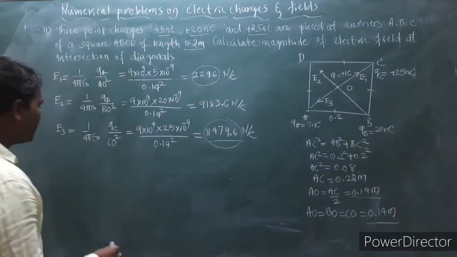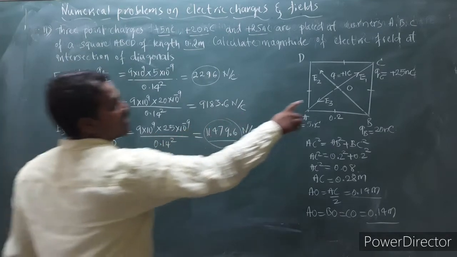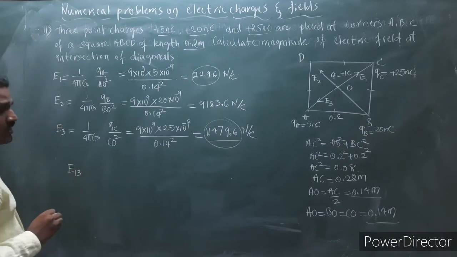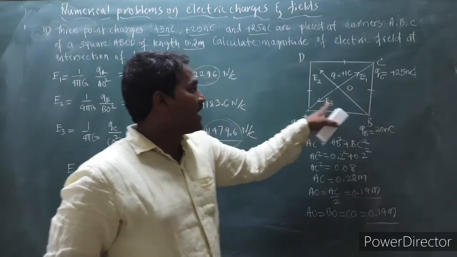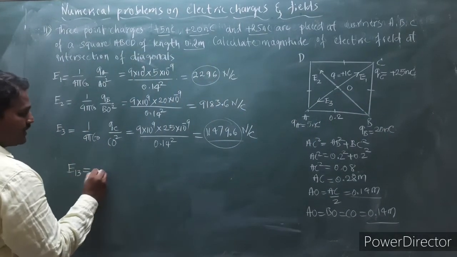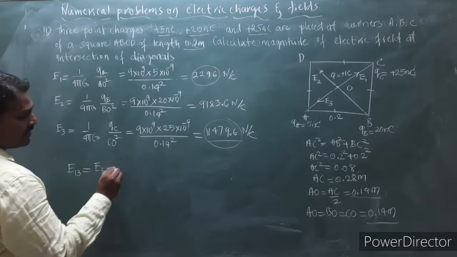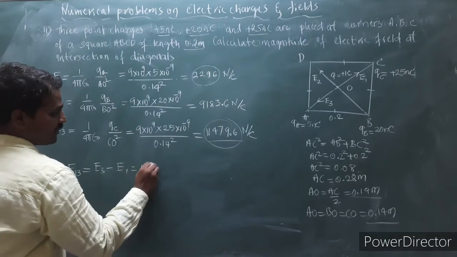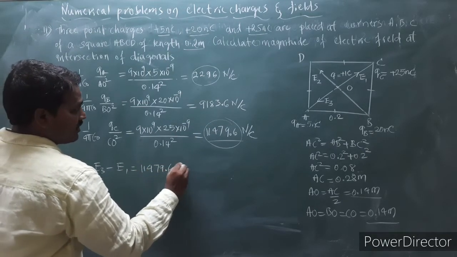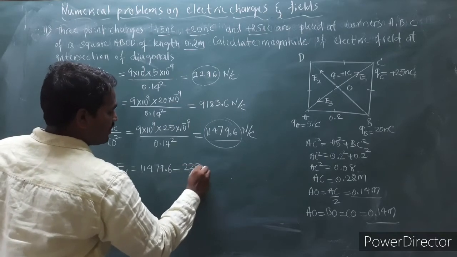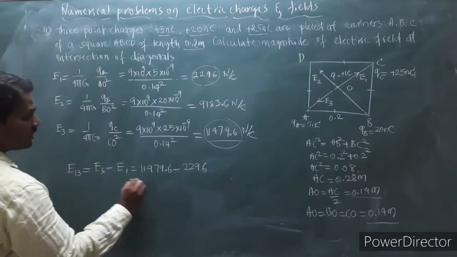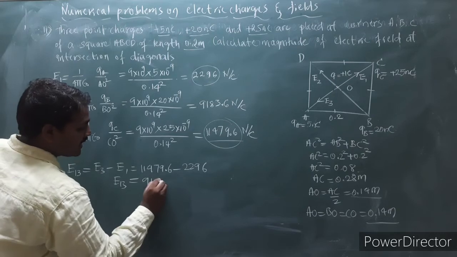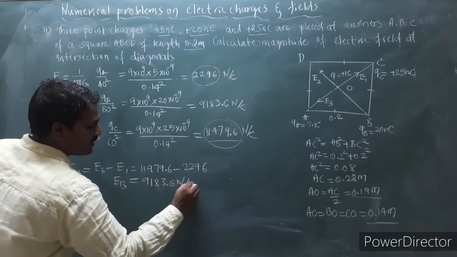I am taking the resultant of E1 and E3, so I write it as E13. E13 is what? That is the resultant of vectors E1 and E3, so that is equal to E3 minus E1. I am subtracting the smaller value from the larger value here, so that is equal to 11,479.6 minus 2296, and when I calculate this, I will get E13 is equal to 9183.6 newtons per coulomb.